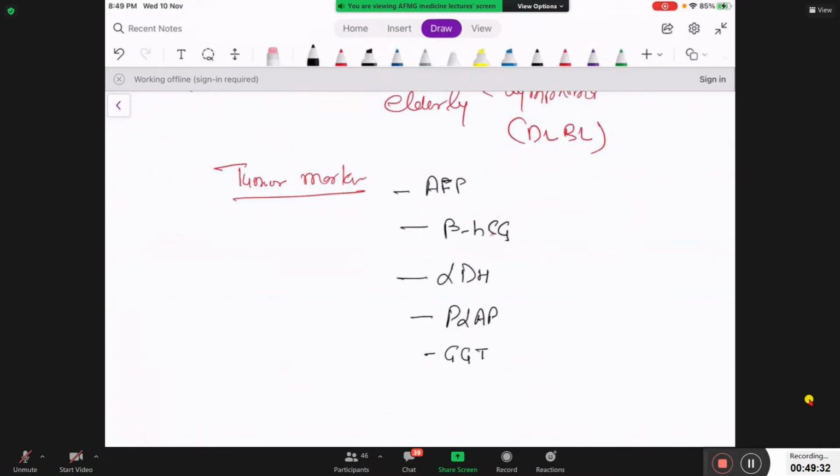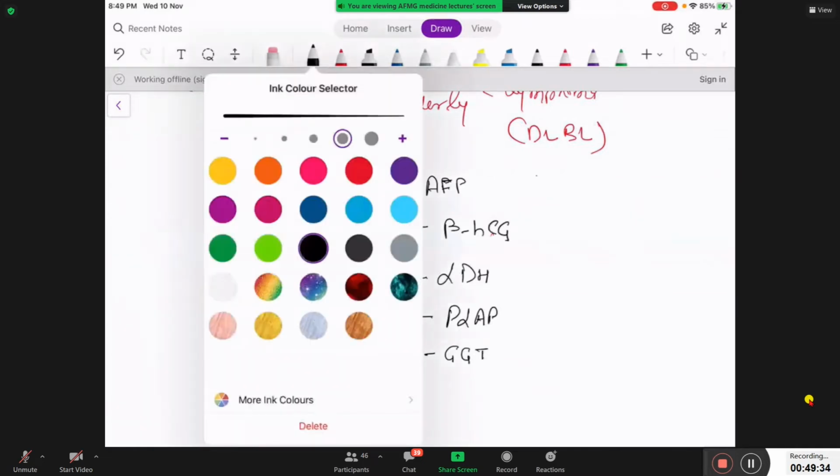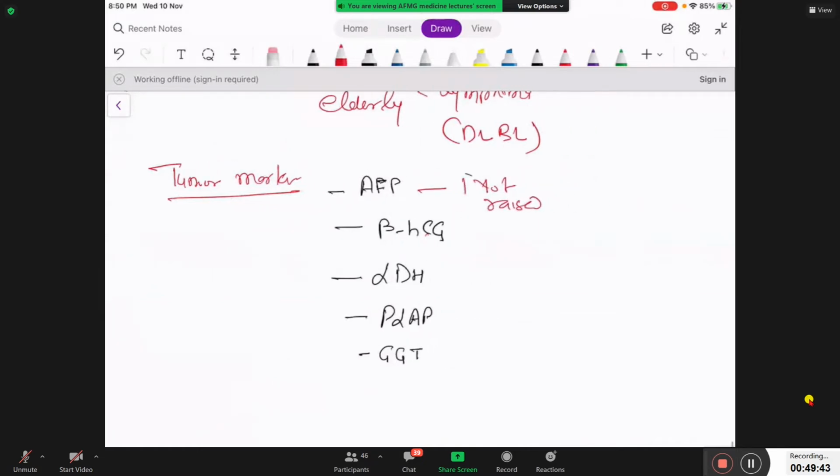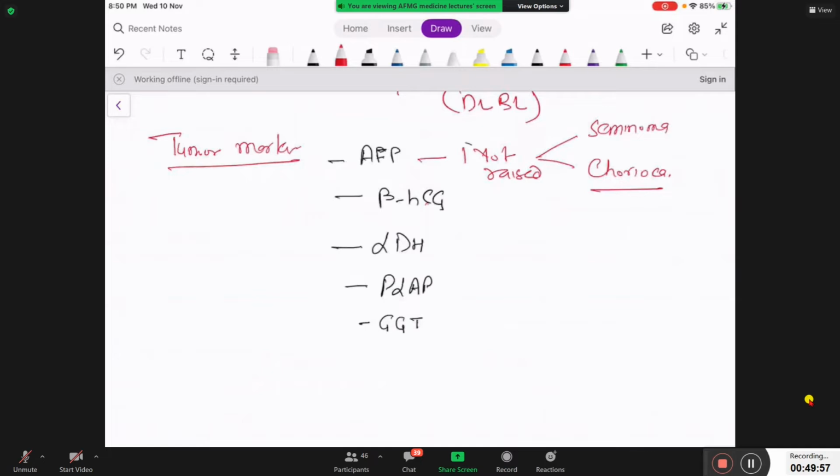And very important to know, alpha fetoprotein is not raised in seminoma and choriocarcinoma. Alpha fetoprotein is not raised in seminoma and choriocarcinoma, right?